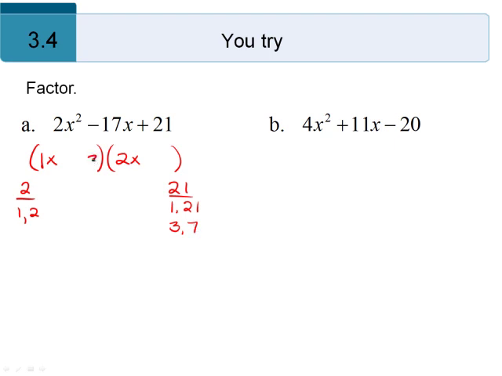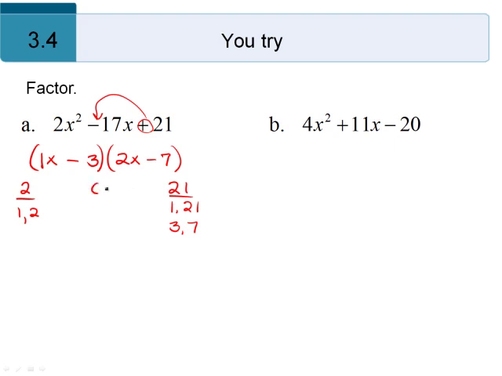I'm going to put those in, 3 in the first parentheses and 7 in the last. Now we need to do two things. We need to figure out what the signs are going to be, and we need to check the outer plus the inner terms to see if that adds up to our middle term, because we know that we have 21, but we need to make sure we get that negative 17 in the middle. The sign rule is, if the last term is positive, you go to the middle sign, and whatever that sign is on the middle term, that goes in both sets of parentheses. So it's going to be a minus in both.